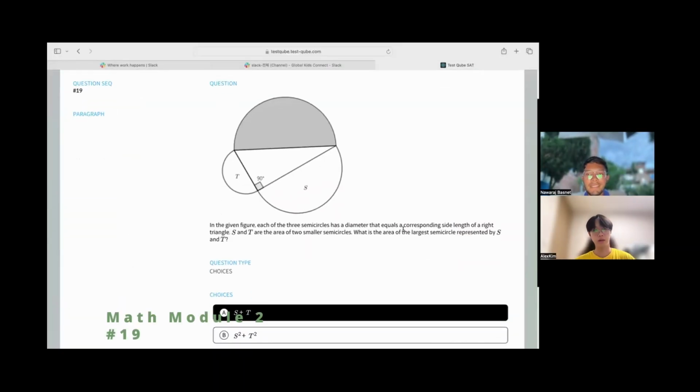No, question 19. Oh, okay, we got a geometry question. In the given figure, three semicircles each have a diameter that equals a corresponding side length of a right triangle. S and T are the areas of the two smaller semicircles. What is the area of the largest semicircle represented by S and T? Okay.